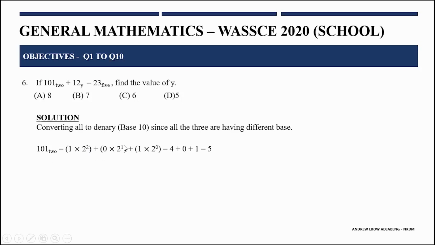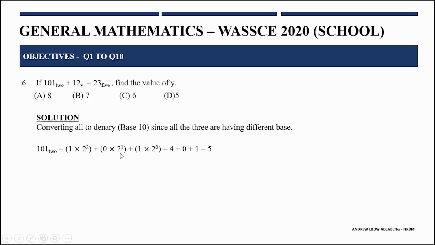0 times 2 to the power 1. Then plus 1 times 2 to the power 0. I explained earlier that 0 is the first value. Simplify that, and we have 1 times 2 to the power 2. 2 to the power 2 is 4. 4 times 1 is 4.